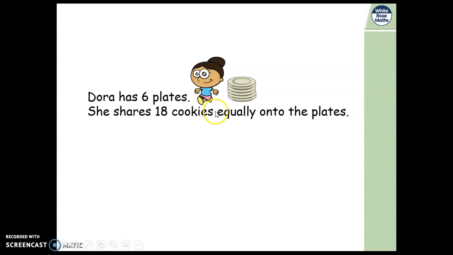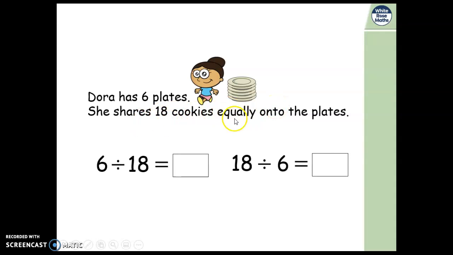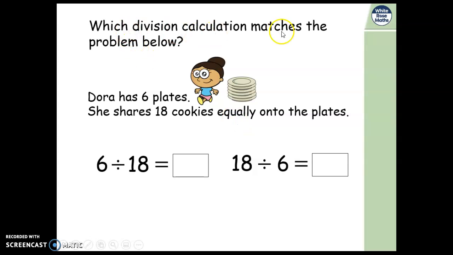Dora has 6 plates. She shares 18 cookies equally onto the plates. Which division calculation matches the problem below? Now, remember, with division, our biggest number goes first because it's the total amount. It's the total that we are sharing. So we have 18 cookies and we are putting them onto 6 plates. So our first number is always going to be the biggest, which is 18.